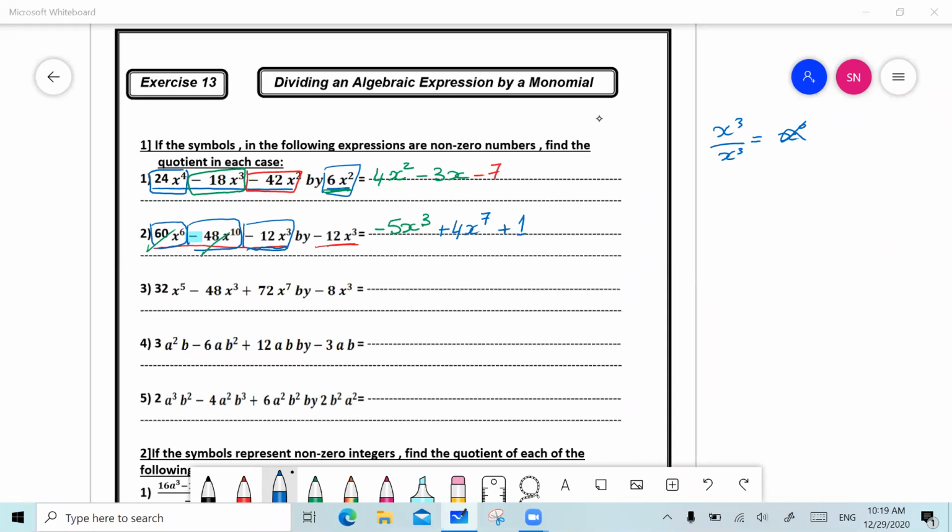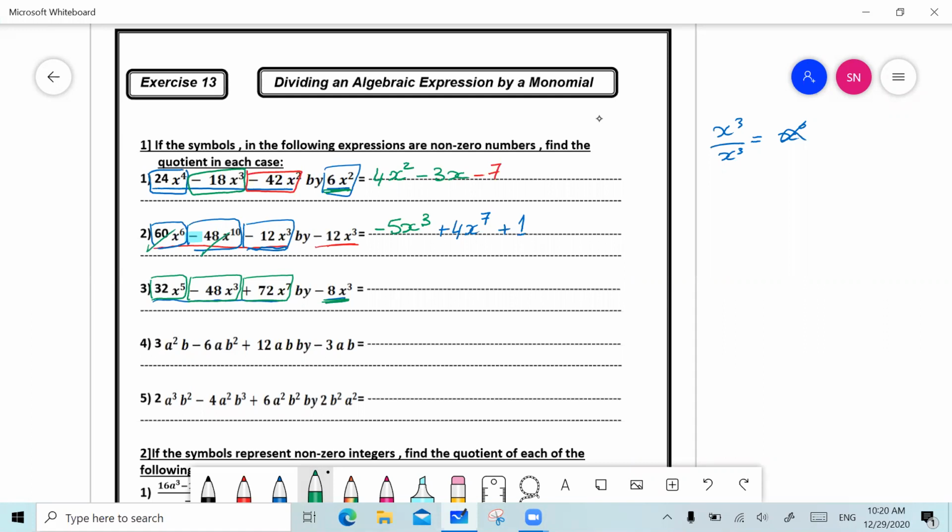Let's go now for number 3. Now in number 3, again, I have an expression and I want to divide it by a monomial. The steps that I should follow is I'm going to take each term, and please, when you are taking the term, put in mind the sign before it. So here I am taking each term and dividing it alone by the monomial which I have.